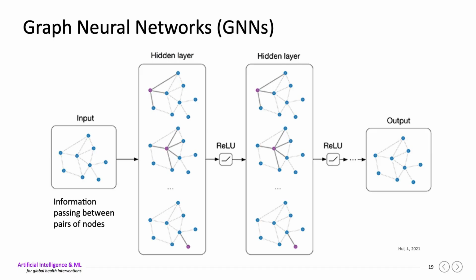The central idea arrives with the phrase information passing between pairs of nodes, attributed to Hui, 2021. That single phrase is the heart of the entire model family. A graph neural network learns representations of nodes by repeatedly passing and aggregating information along the edges of the graph. Instead of each node being processed in isolation, each node's representation is updated using information from its neighbors. This is what allows the network to capture the relational structure.